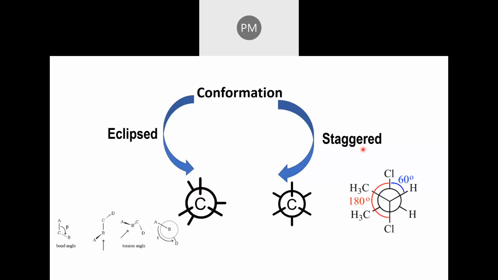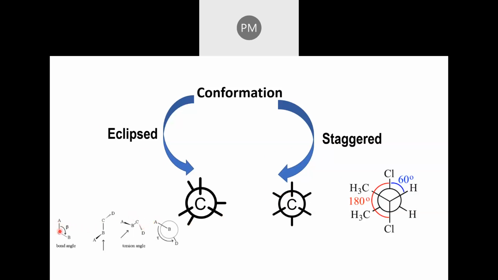A staggered conformation means when the dihedral angle between those carbons in the Newman projection will be 180 degree, that will be staggered. So there will be staggered like anti-staggered and others, depending on how the conformation looks. Eclipsed conformation is where the dihedral angle will be 0, and staggered is where the dihedral angle will be at most 180 degree. So what is the dihedral angle or torsional angle?